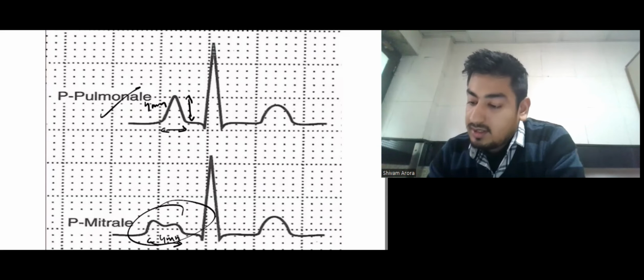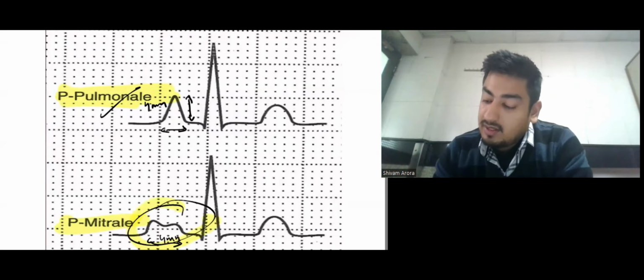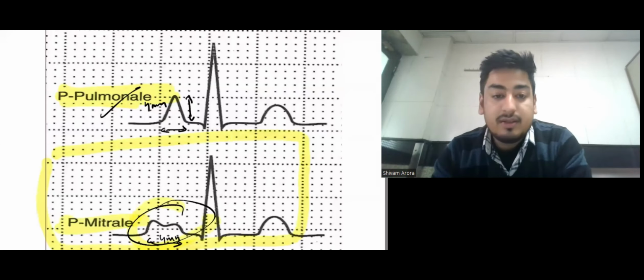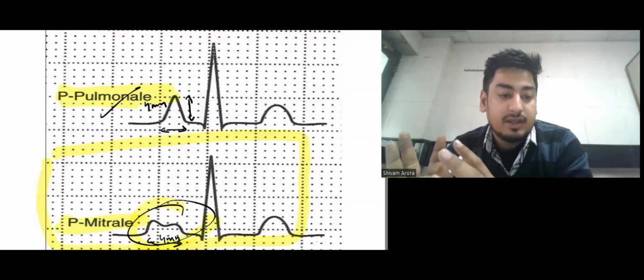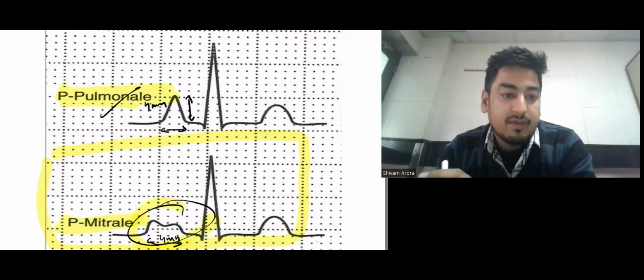Okay? So this is the ECG of P pulmonale. This is the ECG of P mitral. Trust me, multiple times the question has been asked like this. Suppose they give you a strip like this and they can ask you what is shown in the ECG, and they can give options like P pulmonale, P mitral, normal P wave. Okay.